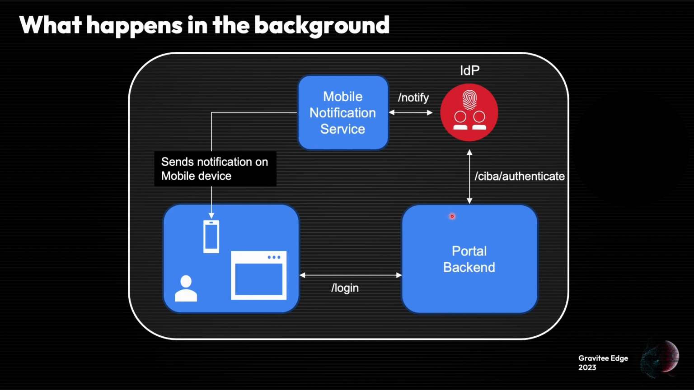Gravitee then responds back to the portal backend with the auth request ID if everything is fine. The portal backend sends back this auth request ID in response to the login API request. I will explain how this auth request ID is used in a bit.